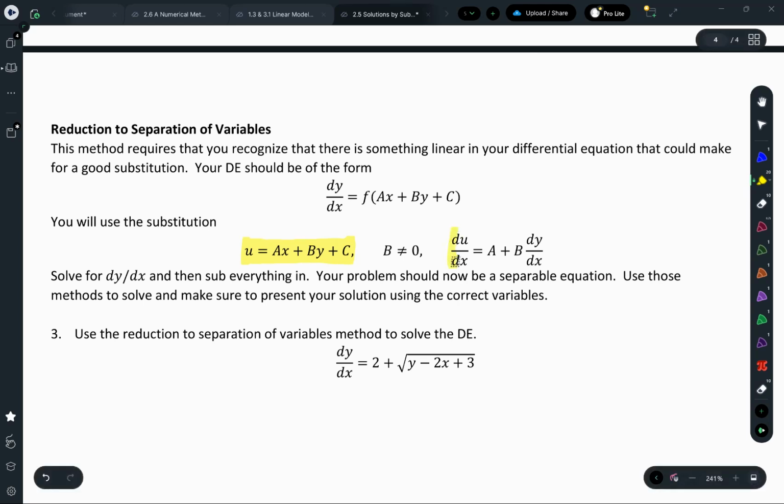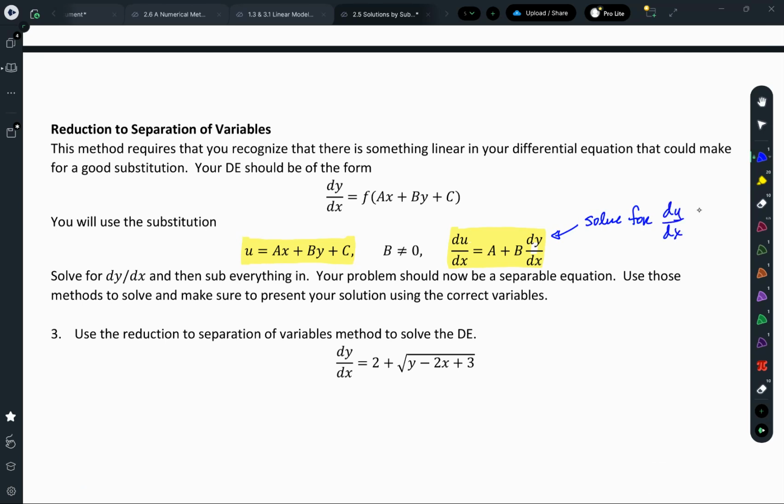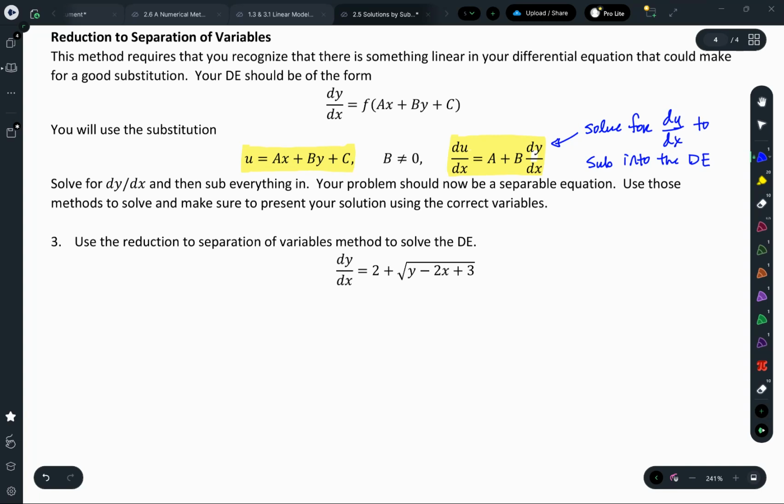Okay, so we'll calculate du dx, and then we'll have to solve for dy dx in the du dx equation, so we'll solve for dy dx to sub into the differential equation. I say that right below. And then we'll have a separable equation. So let's see how that works.